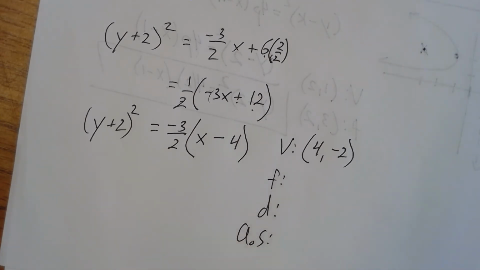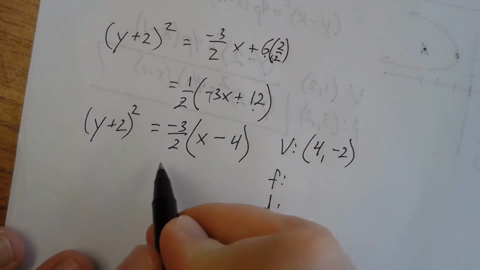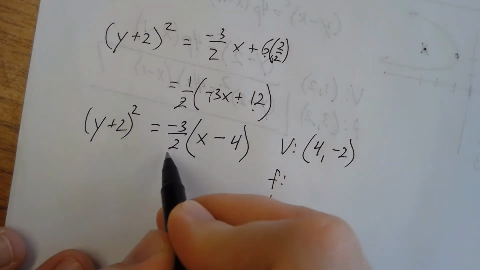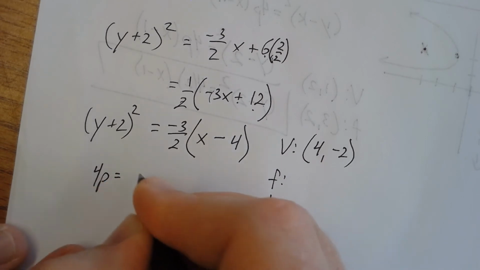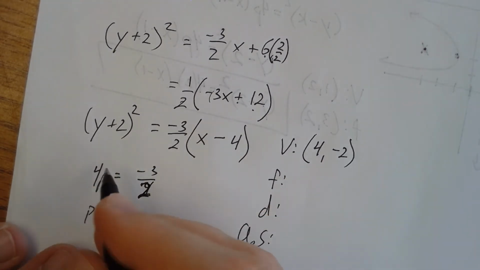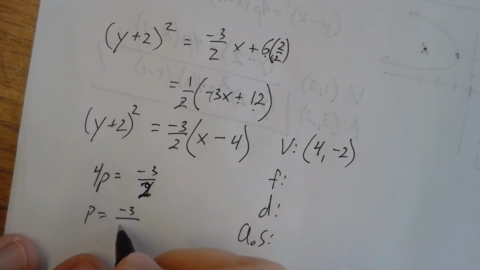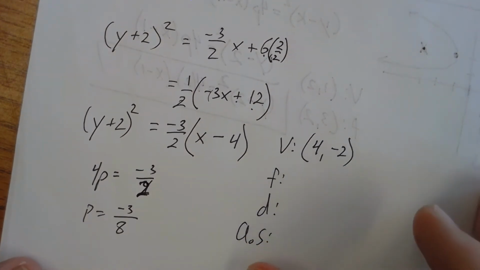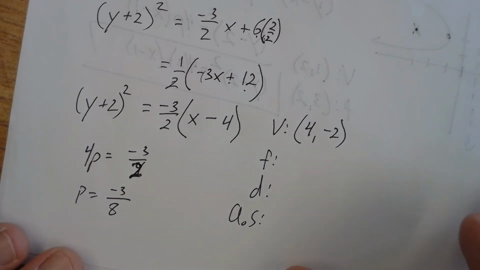In this particular example, I'm not going to waste the time drawing the graph. I kind of have the idea of what's supposed to be going on. I do know that this thing right here is supposed to be my 4p. So what I'm going to do is set that thing equal to 4p and solve for p. Sorry, that's a 2. In this case, p is going to be equal to negative 3 divided by 8, and negative 3/8 is then the value of p.